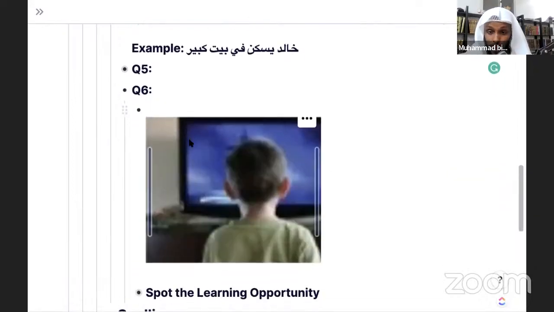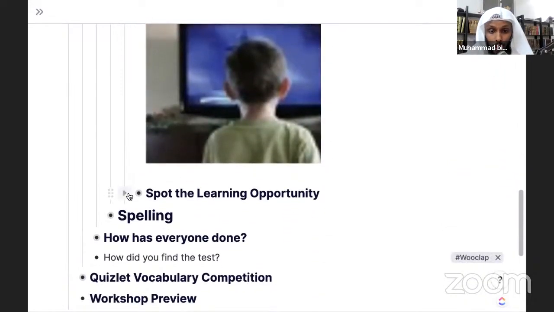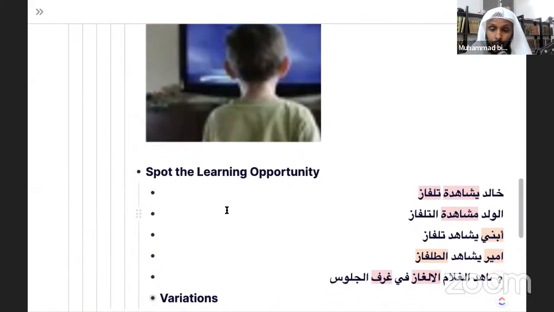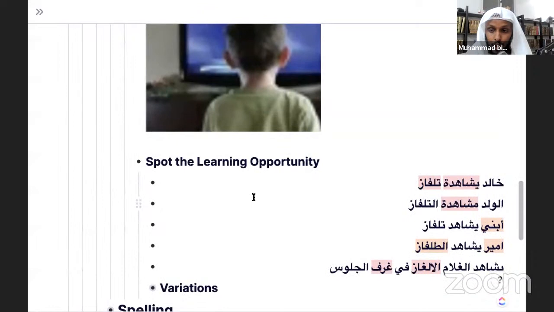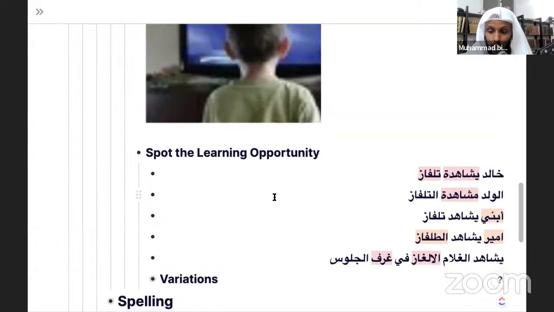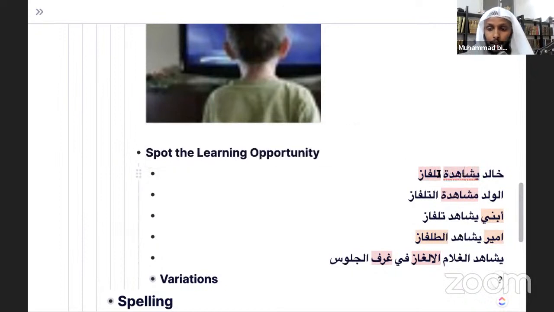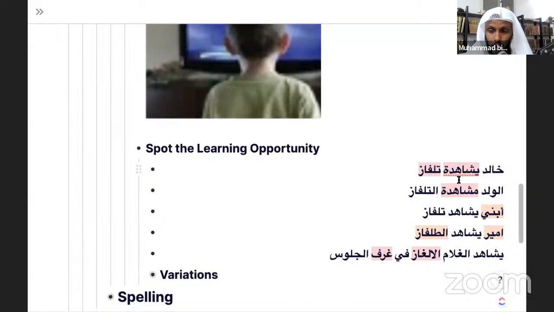Next question, same format. I'm going to show you a way for you to spot the learning opportunity. Then I'm going to show you the variations, and then I'm going to show you my combined version. خالد يشاهدة تلفاز. Now I don't know what يشاهدة is. We have مشاهدة, which is the verbal noun, the act of watching. And we have يشاهد, which is he is watching. But يشاهدة didn't come across that. This is wrong. It's a kind of mixture between the two. تلفاز should be التلفاز. Okay, يشاهد التلفاز.